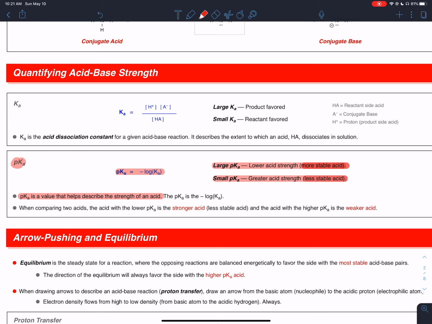Okay, so when comparing two acids, it is the acid with the lower pKa value that is the stronger acid, and it would be the acid with the higher pKa value that is the weaker acid.